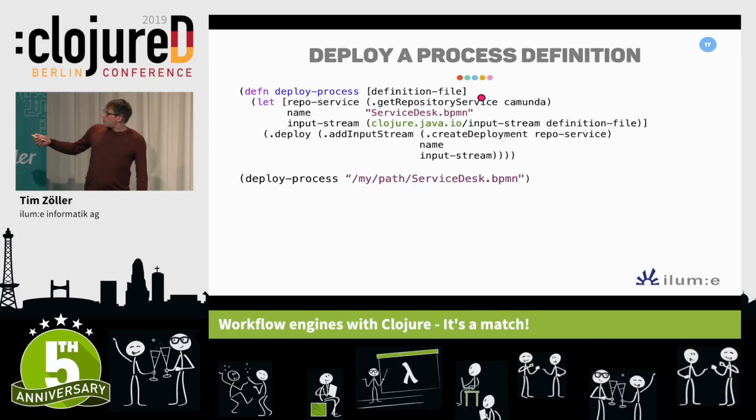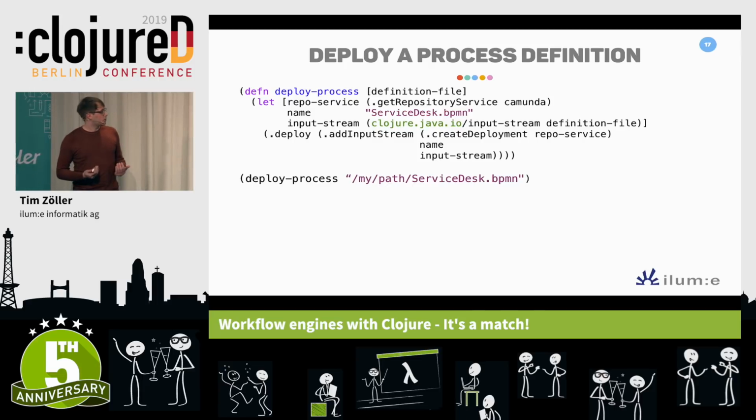From this instance, we get the repository service, and we get an input stream of the definition file we modeled with the modeler. And then we say, OK, for the repo service, create a deployment from this input stream with this name and deploy it. Or when we have wrapped this once, it's much more readable. This will take this process definition, persist it in the database, and make it executable instantly. So we can already handle this.